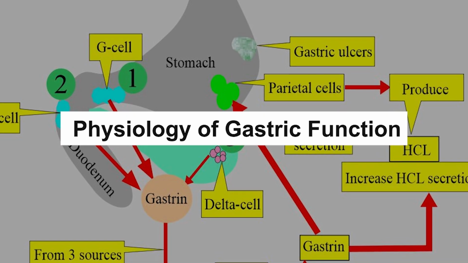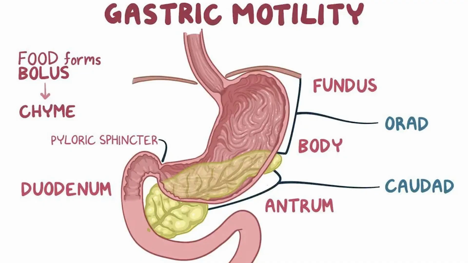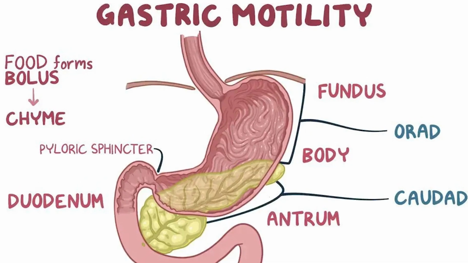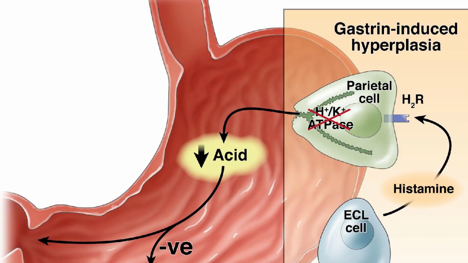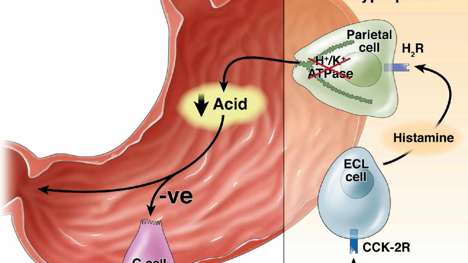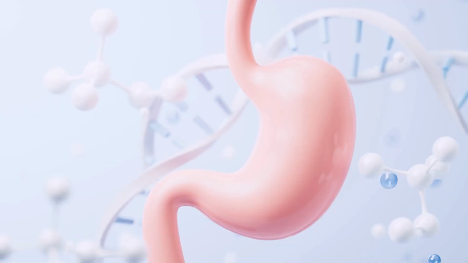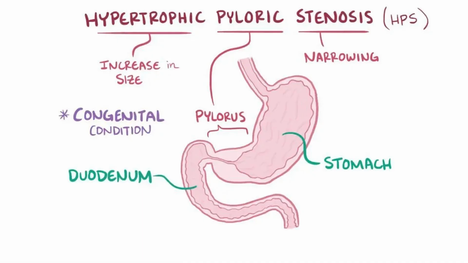Physiology of gastric function. Gastric motility. Gastric motility involves coordinated muscular contractions that facilitate the mechanical digestion and propulsion of food. It can be divided into 3 phases. Receptive relaxation occurs when the fundus and upper body of the stomach relax to accommodate incoming food.